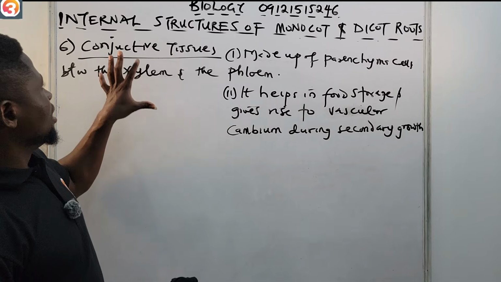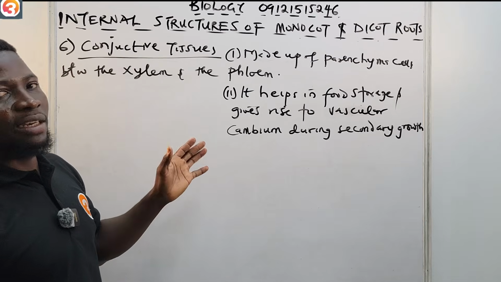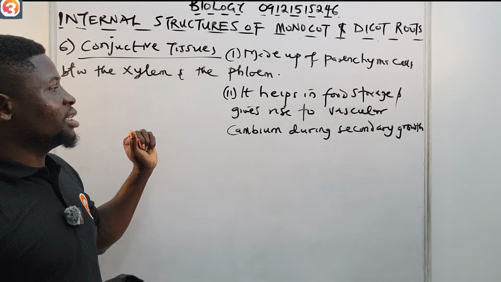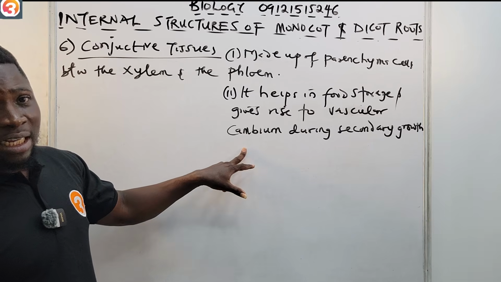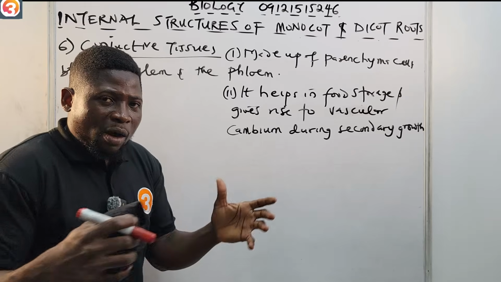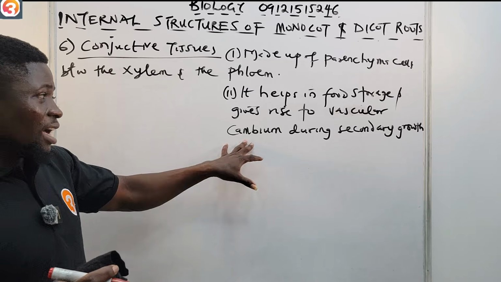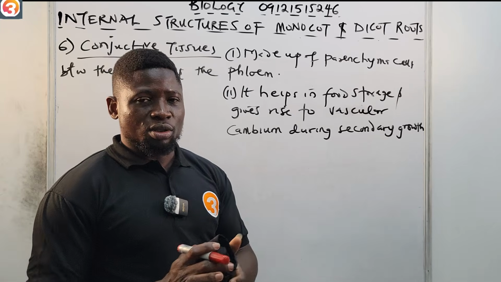So the conjunctive tissues that are made up of parenchymal cells are usually between the xylem and the phloem, and they help in food storage and give rise to vascular cambium. Cambium is very important for thickening, the formation of bark and the formation of wood. It gives rise to vascular cambium during secondary growth.